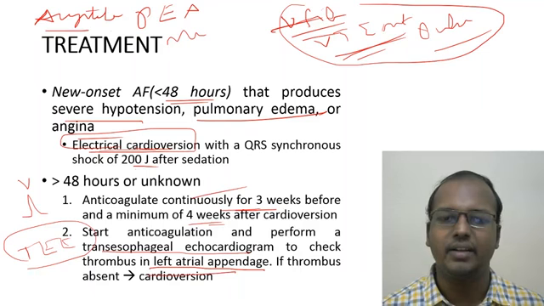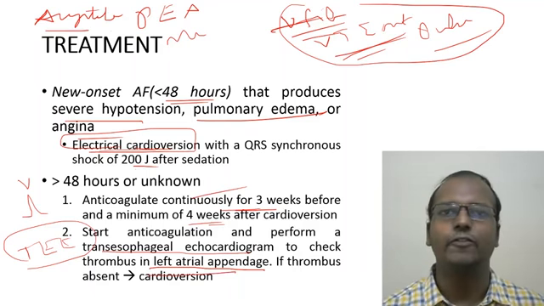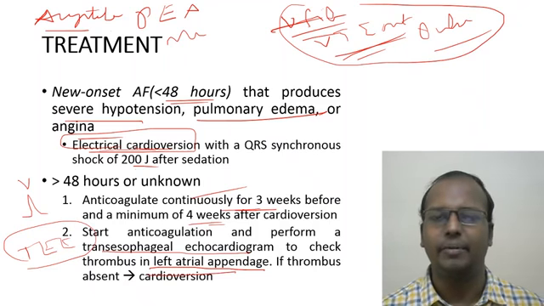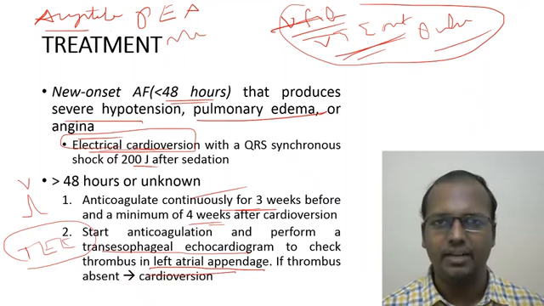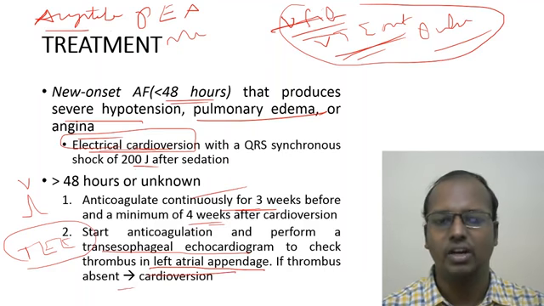Remember, it is a very, very important point. In atrial fibrillation, the site of formation of clot is your left atrial appendage. All the atrium will not contract properly, but the most common site for left atrial clot formation is your left atrial appendage. Okay, and if the thrombus is not there, then you can go ahead for cardioversion.